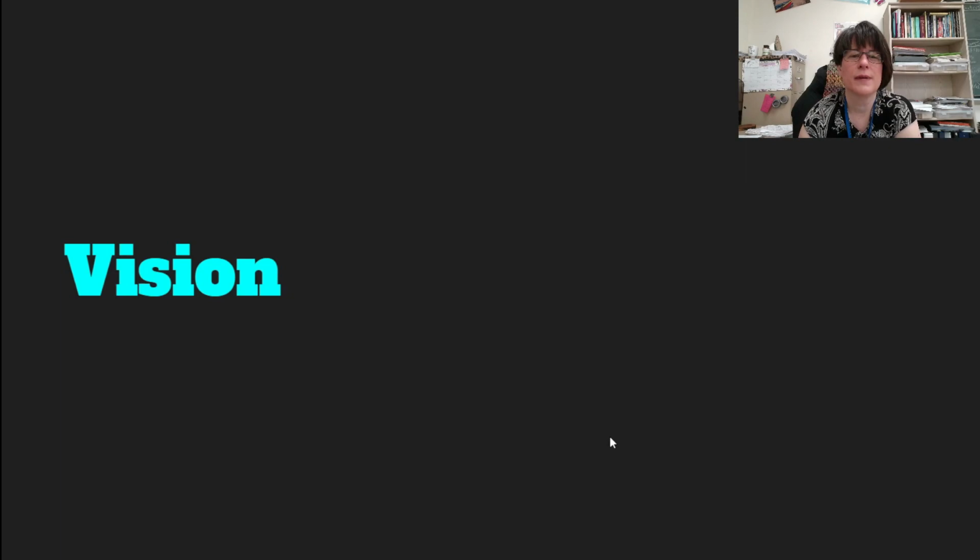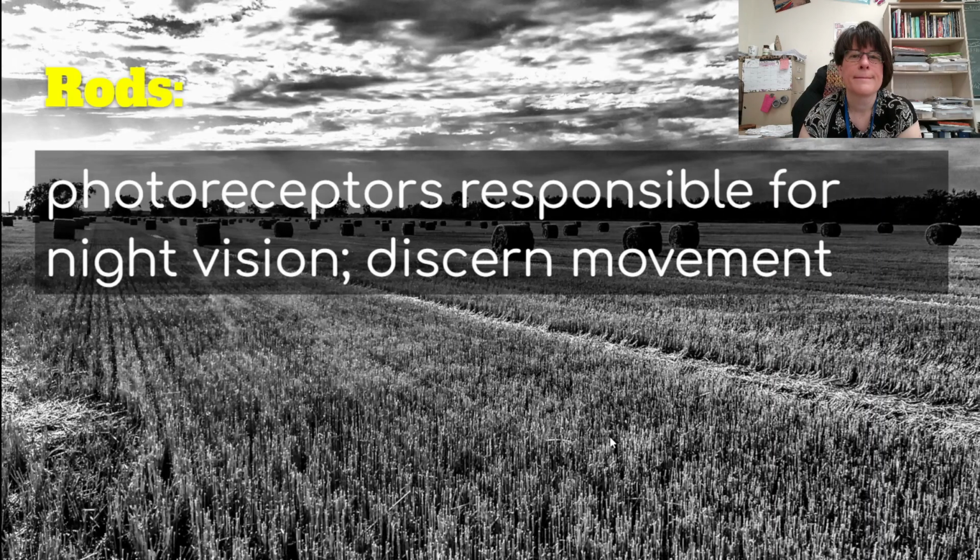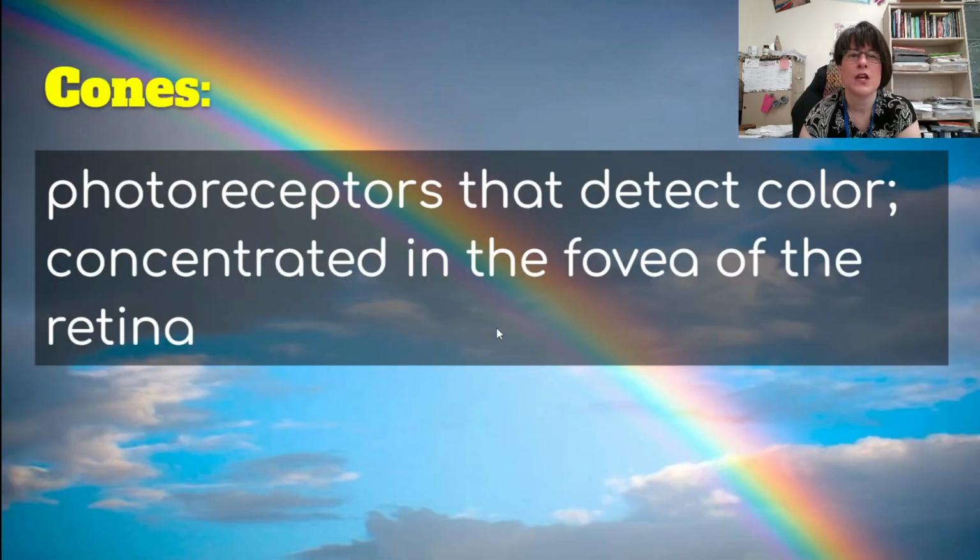Now, let's talk about vision. In your retina, there are photoreceptors called rods that are responsible for night vision and discerning movement. So rods I usually think of as kind of more black and white. Cones are photoreceptors that detect color, and they're concentrated in the fovea of the retina. So cones, color, the C's go together. Cones and color.